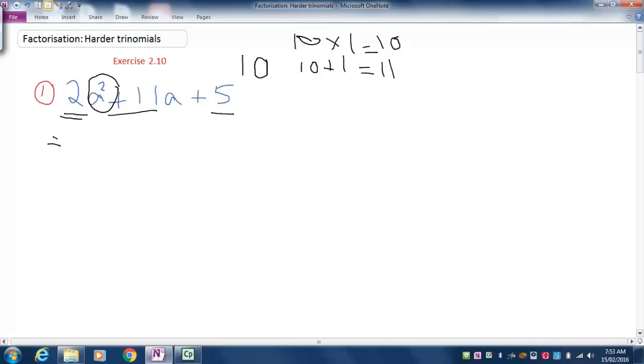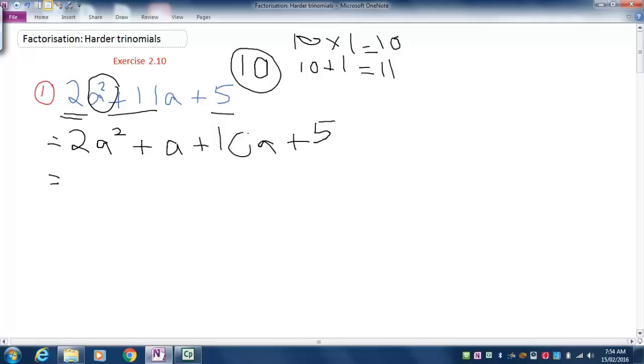Now on the next line I need to first of all write that first term down exactly as it is, and then I split the middle term into the sum of two terms. So I'm going to say plus a plus 10a in the middle, and then plus 5 on the end. So we only use this 10 here to help us choose our two numbers. That then allows me to group these in pairs.